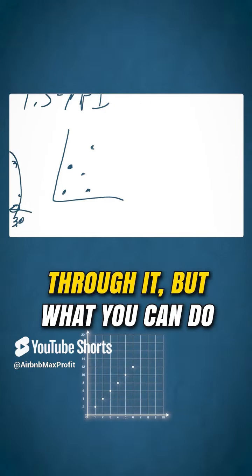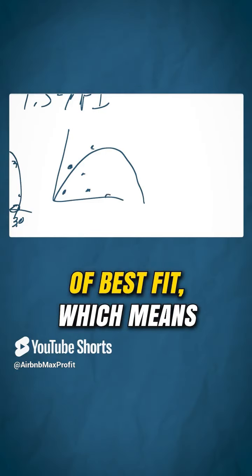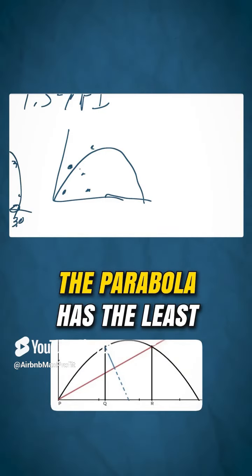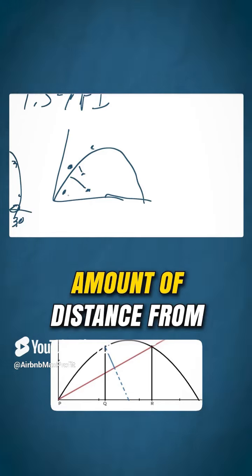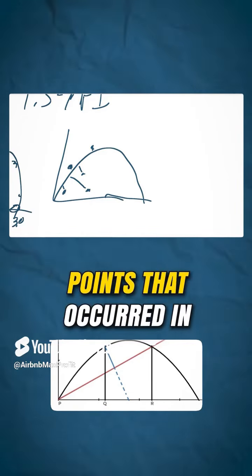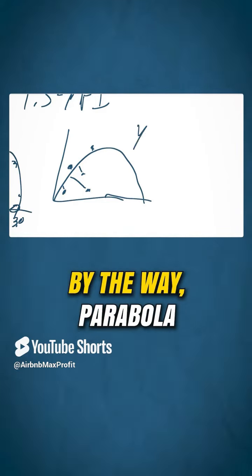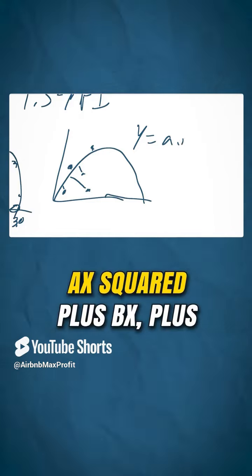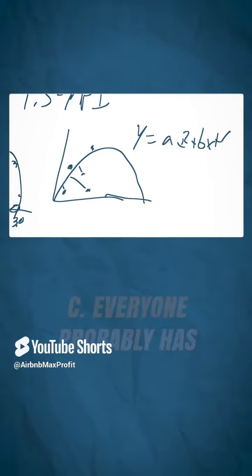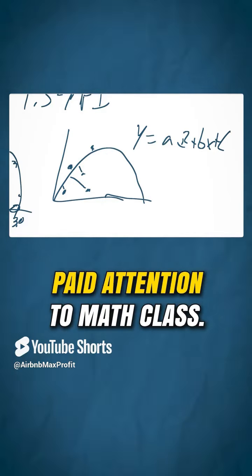But what you can do is figure out the parabola of best fit, which means the parabola that has the least amount of distance from the curved linear line to all the actual points that occurred in reality, right? By the way, the parabola equation is y equals ax squared plus bx plus c. Everyone probably has heard that equation at one point in your life. This is why you should have paid attention in math class.